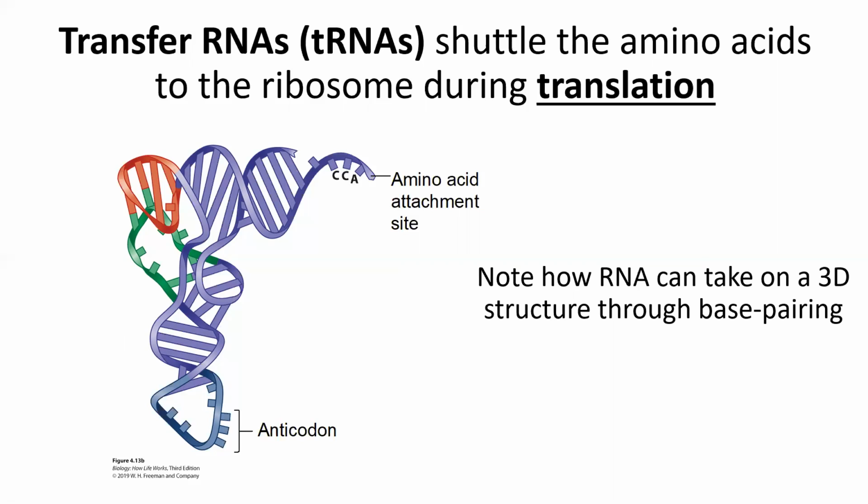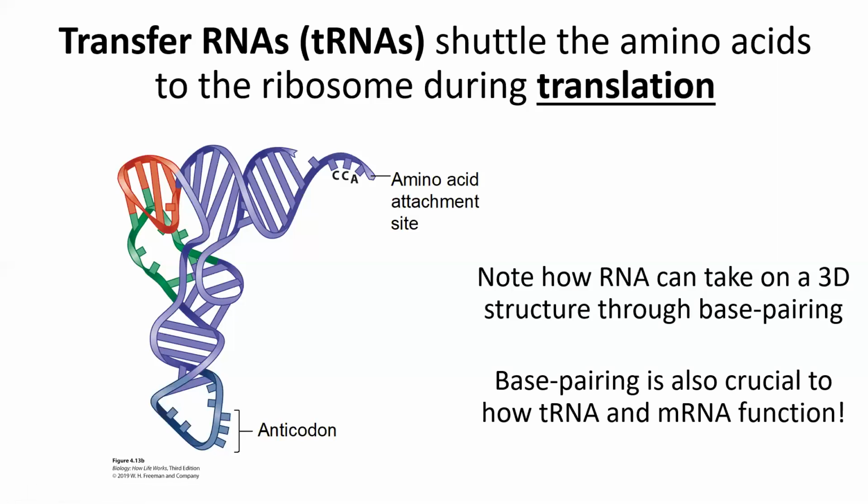RNA can often take on a 3D structure, right? Normally RNA is single-stranded, so it only has one strand. However, if you look at this particular diagram, RNA can take on a 3D look through base pairing. And this is crucial to how tRNA and mRNA function.